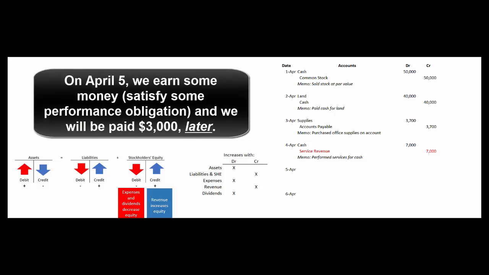Next transaction is just like that one, except the client is going to pay us later. So we do the work, we satisfy the performance obligation, we get to book the revenue, but we're going to receive the money in the future. That's called an account receivable. Account receivable is an asset. Assets increase with debits. The revenue accounts increase with credits. So we're going to credit service revenue for $3,000.